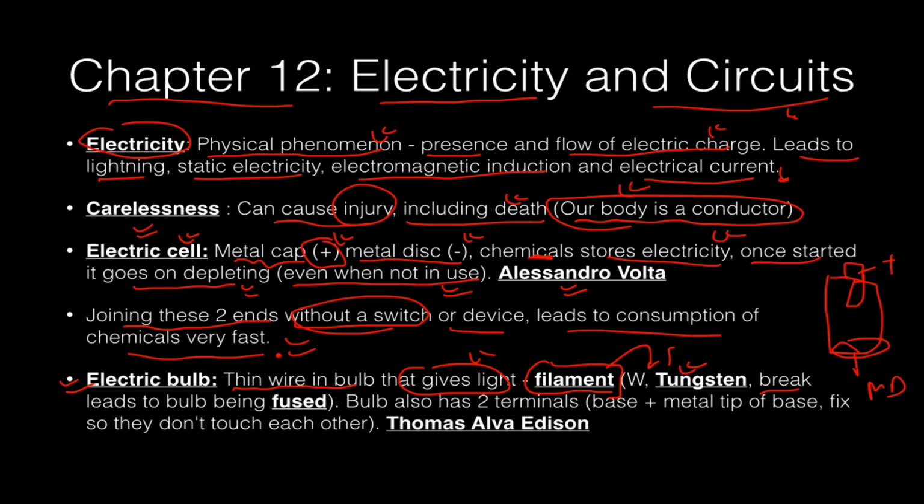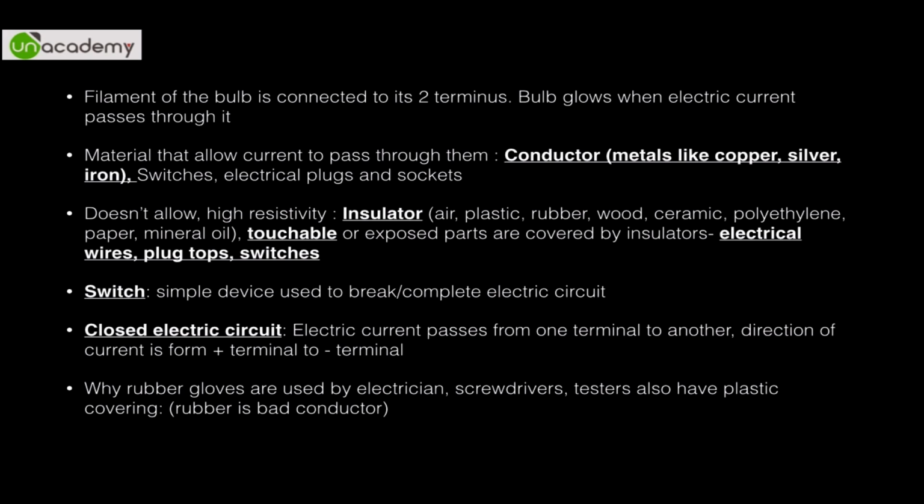While its breakage due to voltage fluctuation will lead to the bulb being fused, and then you have to replace it because the circuit will be broken and no light will glow. Now bulb also has two terminals. One is the base of the bulb and one is the metal tip of this base. These are the two terminals. They are fixed such that they never touch each other, otherwise there will be a short circuit. And the bulb was discovered in part by Thomas Alva Edison.